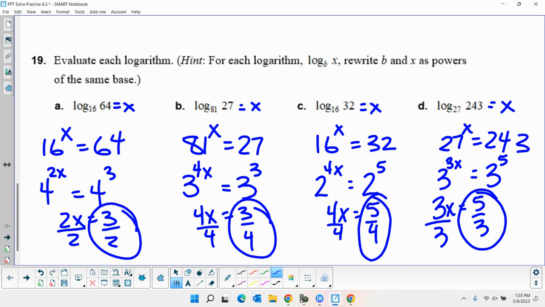So those are a little tricky, because you had to figure out what base to use. And again, a lot of times it's 2, 3, 4, or 5 usually. One of those 4. Okay. Any questions?